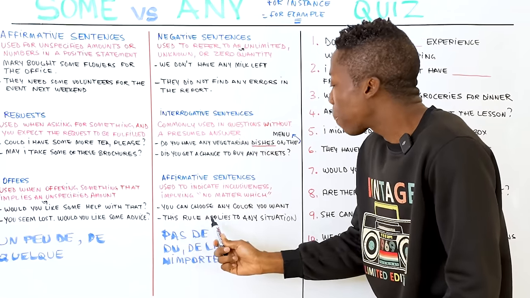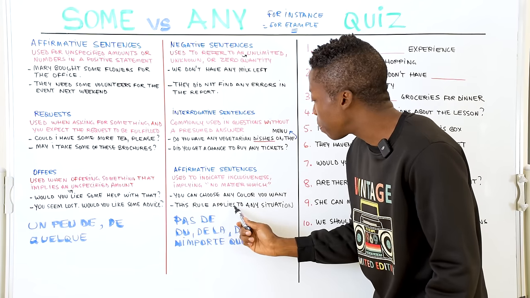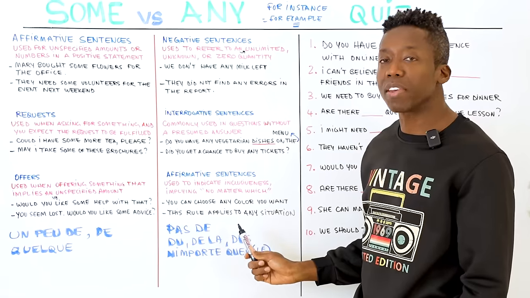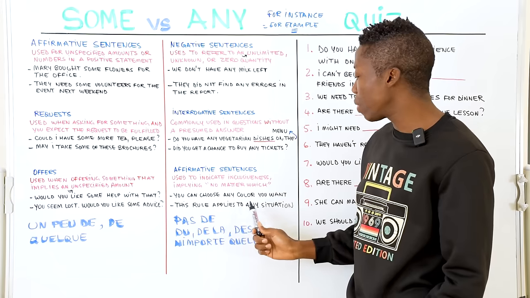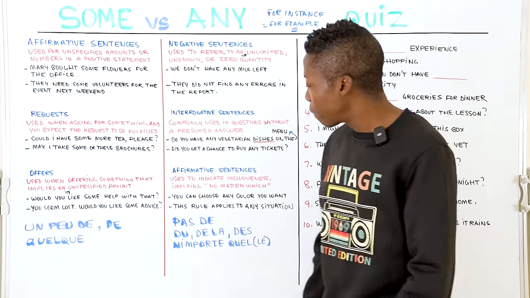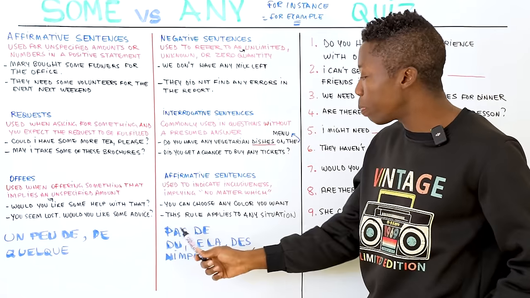This rule applies. Ça s'applique à. Applies to. C'est la préposition utilisée avec apply, OK? Applies to any situation you find yourself in. Very good. So, any means pas de.